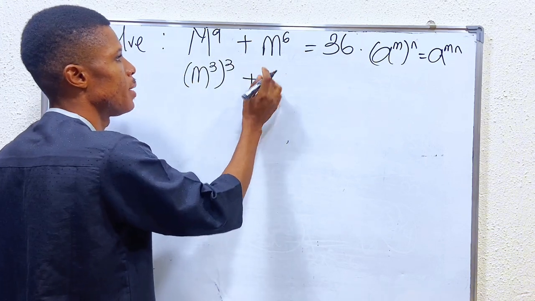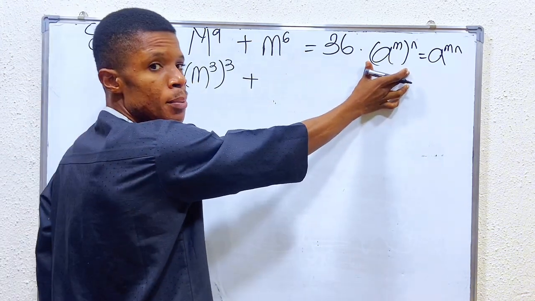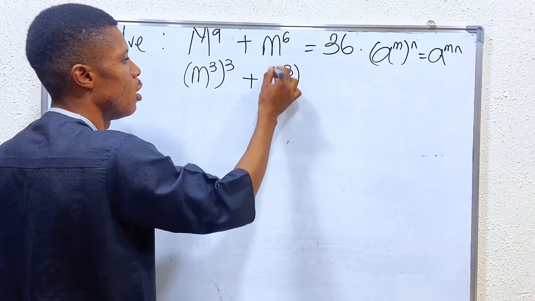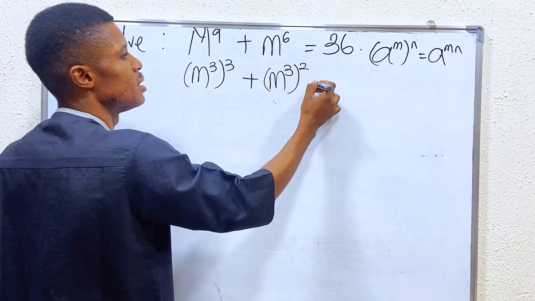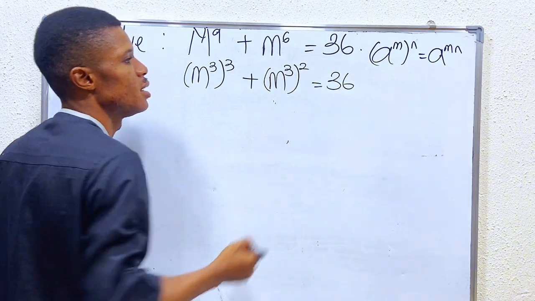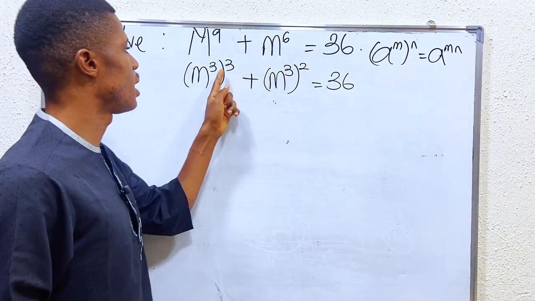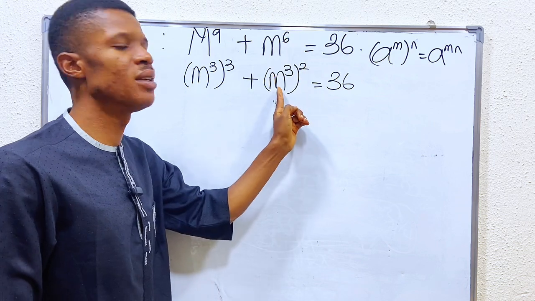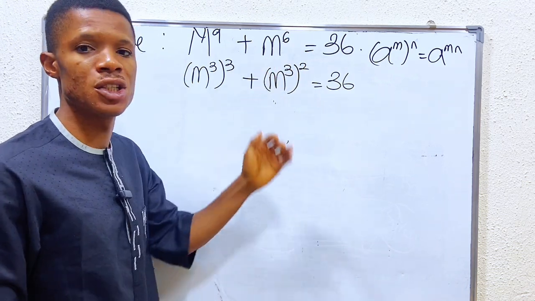Then the same thing is applied here. We are going to still apply this law. We write it as m to the power of 3 all squared is equal to 36. The reason for this is that 3 times 3 gives 9 and 3 times 2 gives 6. So we're having m to the power of 6, so nothing changed.